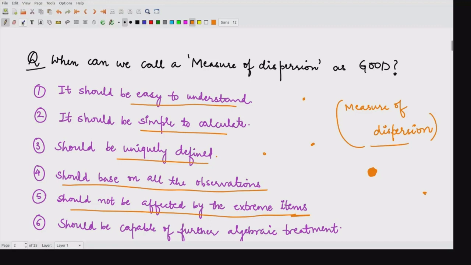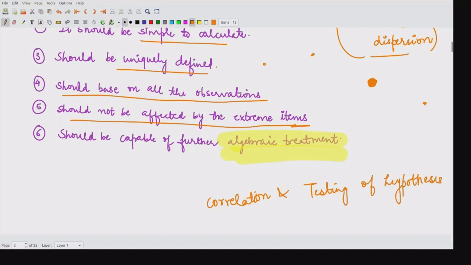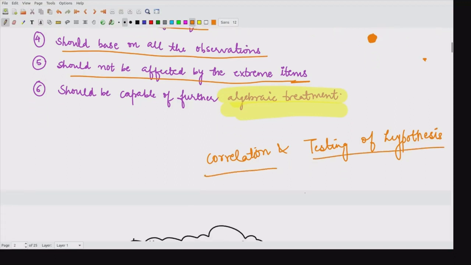Another thing is that it should be capable of further algebraic treatment. That means you could use this measure of dispersion to calculate further. For example, you could calculate the correlation and regression, and moreover you could perform the testing of hypothesis. So these later topics require the use of dispersion.